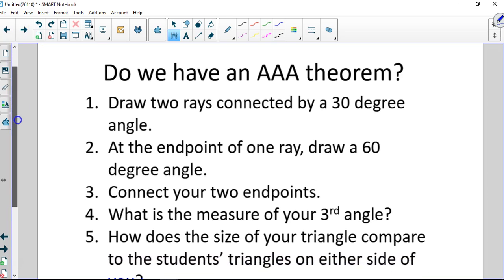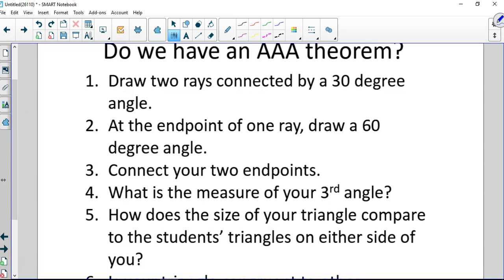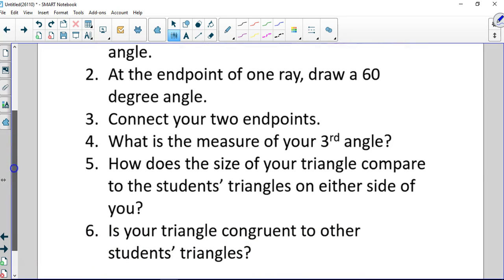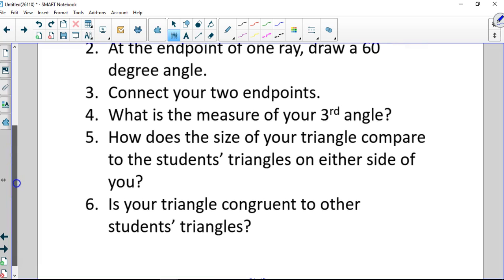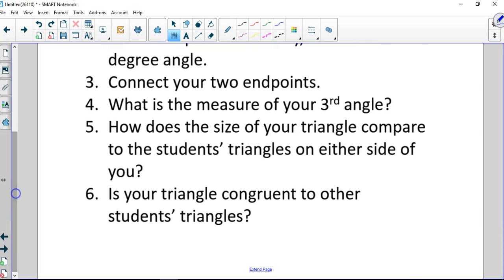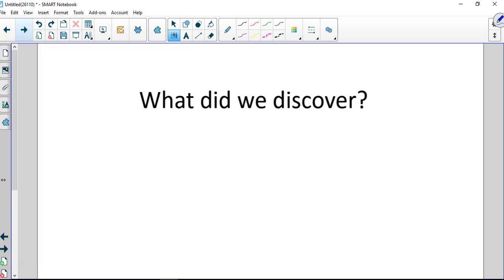Do we have an AAA theorem? So we're going to draw two rays connected by a 30-degree angle. At the end point, we're going to draw a 60-degree angle and connect the two endpoints. What's the measure of your third angle? How does the size of your triangle compare to the student's triangles on either side of you? So we're not going to do this, obviously. We'll play with this in class. Is your triangle congruent to the other student's triangles? So this is something we'll do in class before we start the next lesson. But it's a fun little activity to compare ideas and see if we have this rule. So we'll talk about that.